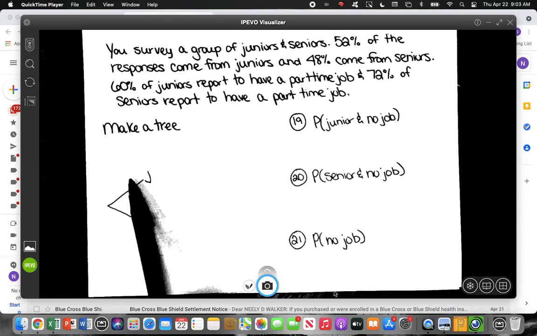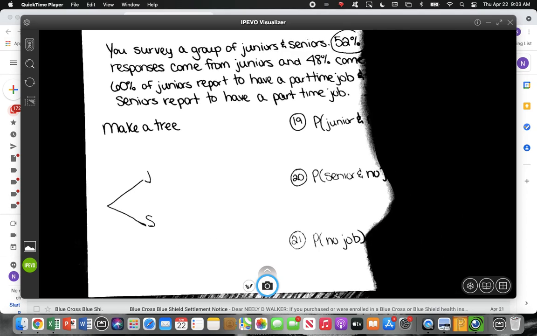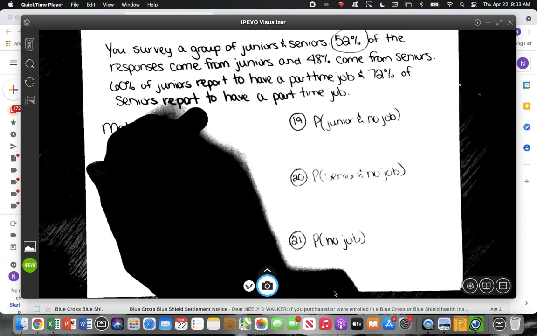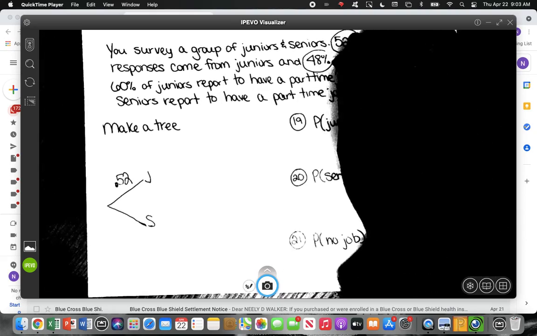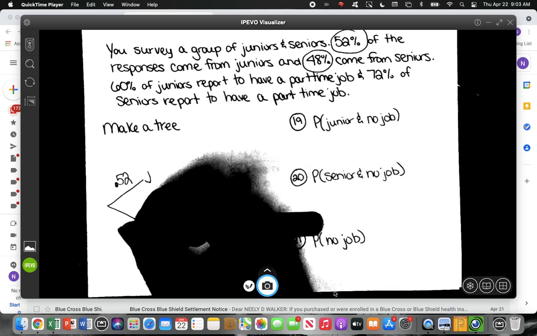Now, what do I put here? I do the probability. So what decimal am I going to put here for juniors? 0.52. And what am I going to write for seniors? 0.48.